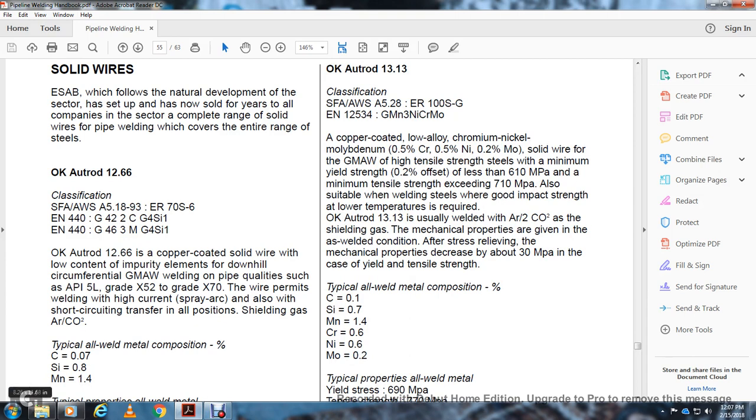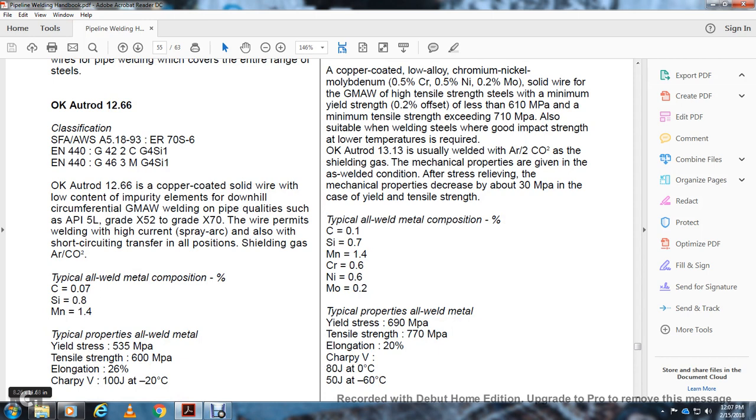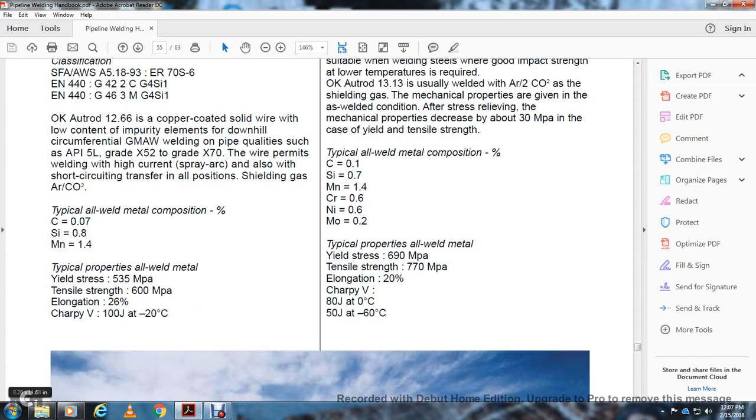All weld metal composition: carbon 0.07%, silicon 0.8%, and manganese 1.4%. Typical properties of the all weld metal: yield strength 553 megapascals, tensile strength 600 megapascals, elongation 26%, Charpy V 100 J at 20 degrees Celsius.